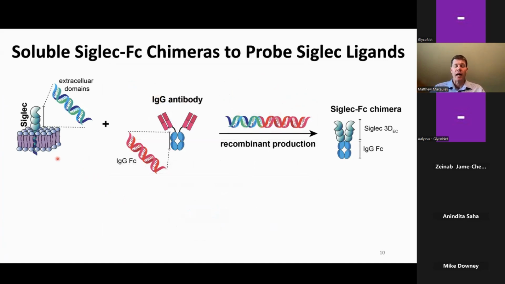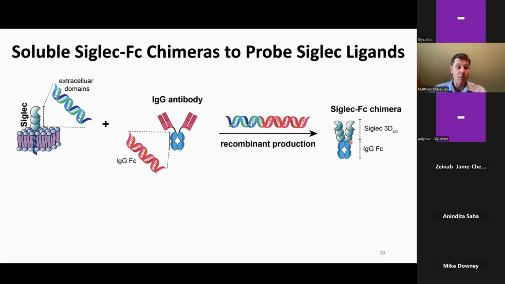So, how does the field generally probe Siglec ligand interactions? Well, a Siglec is embedded in a membrane, and hopefully, most of us on this call understand that a transmembrane protein is biochemically quite difficult to work with. You can't take it out of the membrane and have that protein be happy. And so the solution that the field came up with in the 90s was to clone out the extracellular domain of the Siglec and fuse it with the Fc of an antibody to create an Fc chimera.